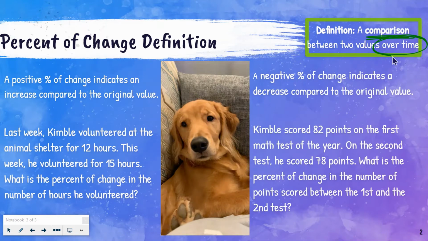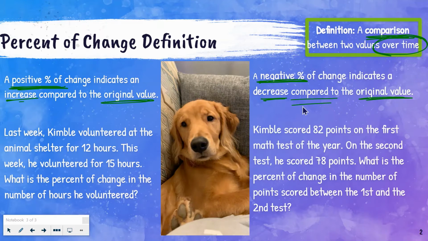We will always be comparing a new and an old number, and the change will happen from the old going to the new. So a positive percent of change indicates an increase compared to the original value, while a negative percent of change indicates a decrease compared to the original value. And that's really important that we're comparing it to the original value. It's not just how much it's changing by, it's actually compared to the old number. The difference between the new one and the old one compared to the old one.